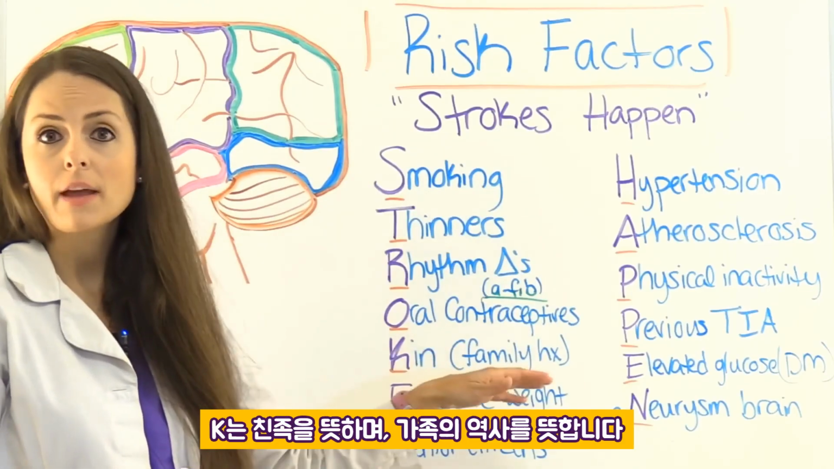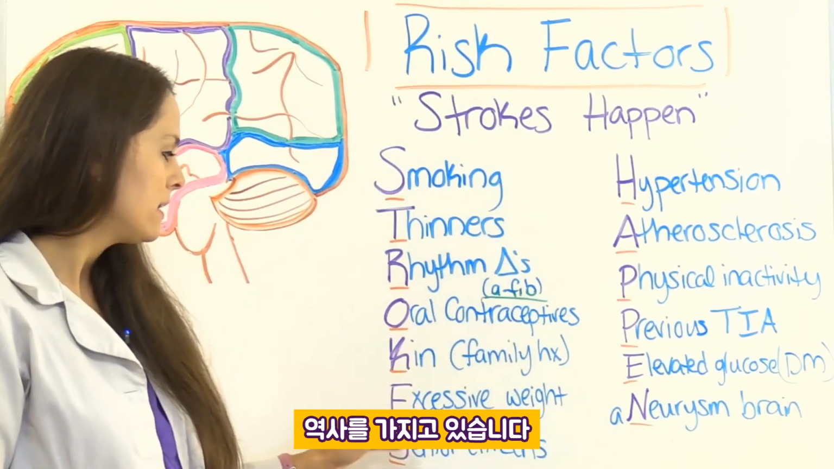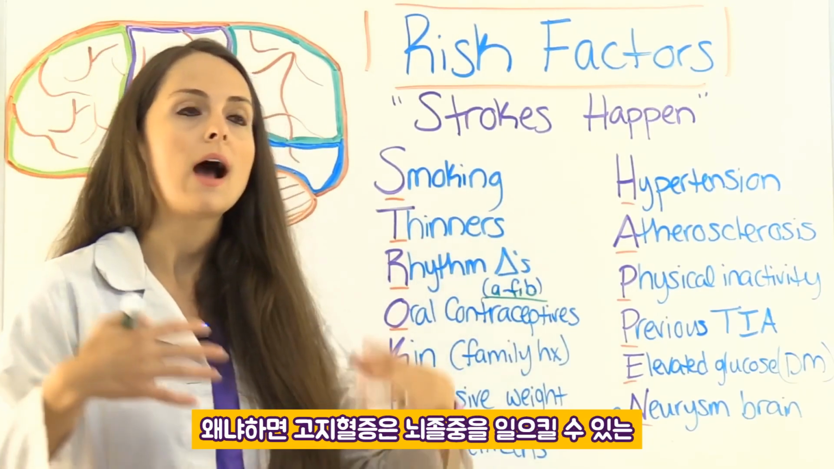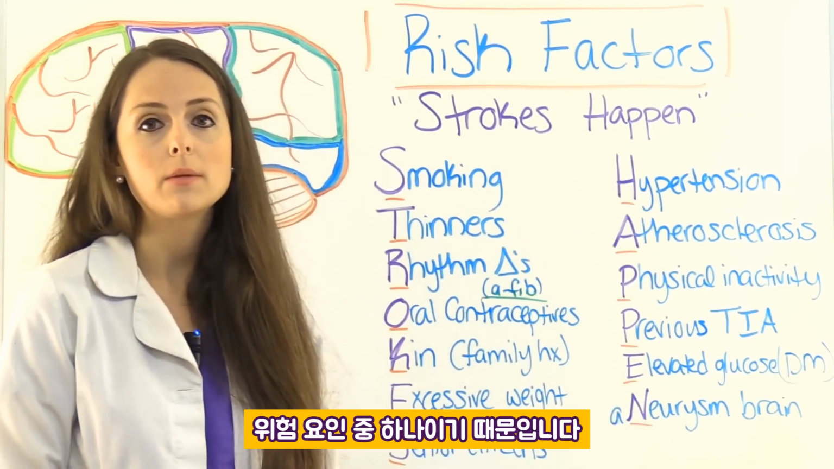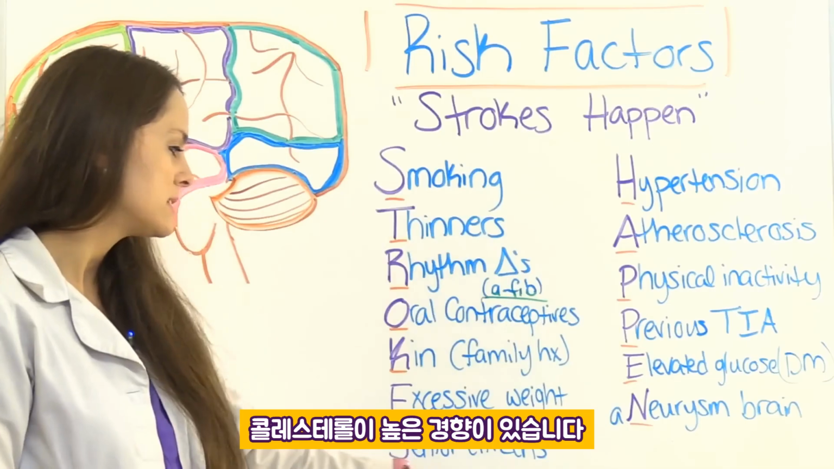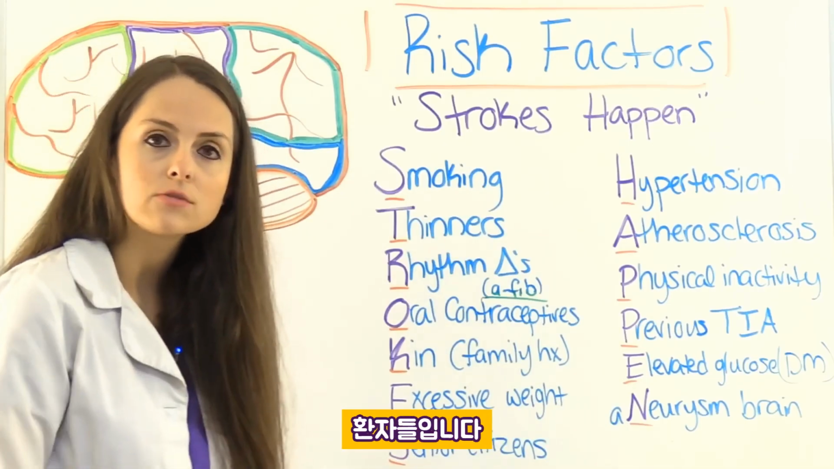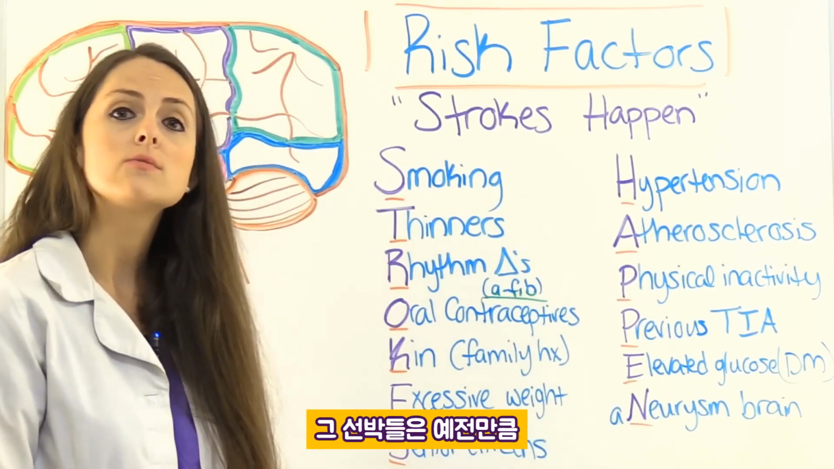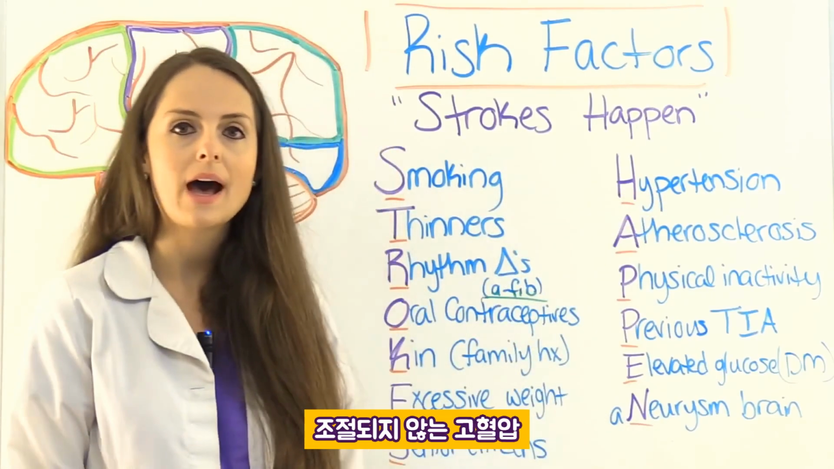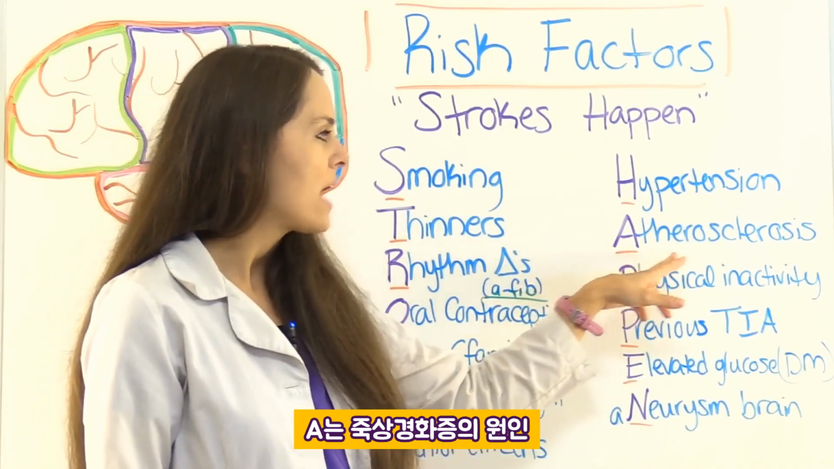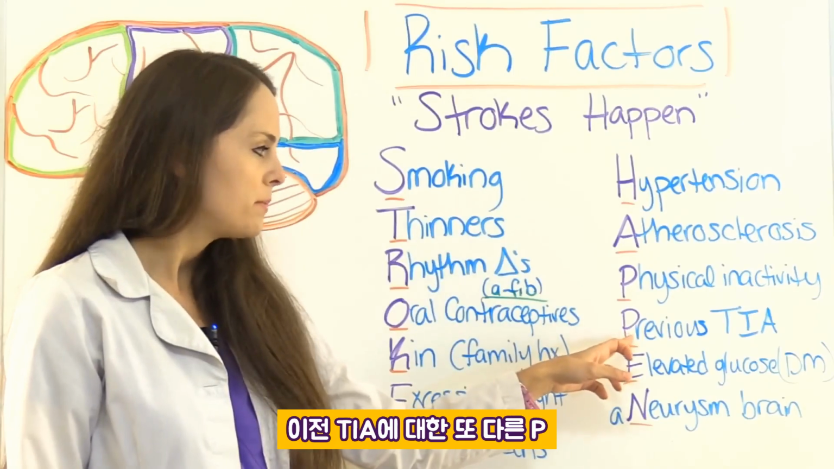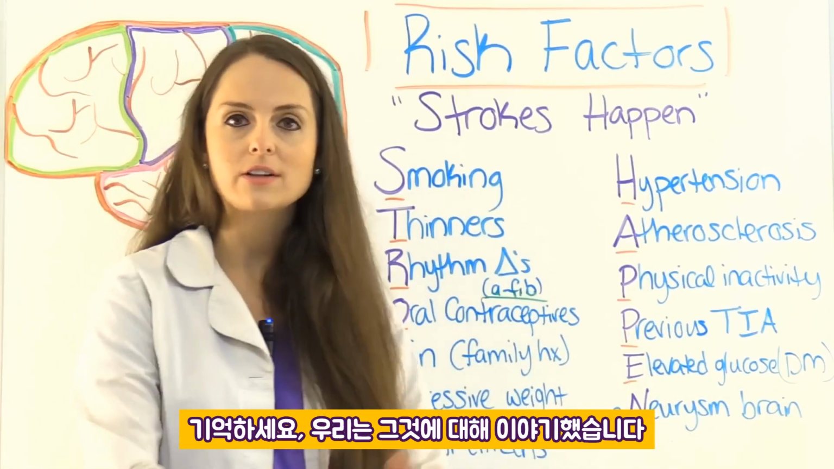K for kin, the family history, they have a history of that. E for excessive weight, being obese increases the risk of it because remember, hyperlipidemia is one of those risk factors for developing stroke. So patients who are overweight tend to have high cholesterol, among other things. S for senior citizens. These are your patients who are elderly in age. Remember, advanced age. Those vessels are not as resilient as they used to be, so that increases the risk. H for hypertension, uncontrolled high blood pressure. A for atherosclerosis. P for physical inactivity. Another P for previous TIA. Remember, we talked about that mini stroke.